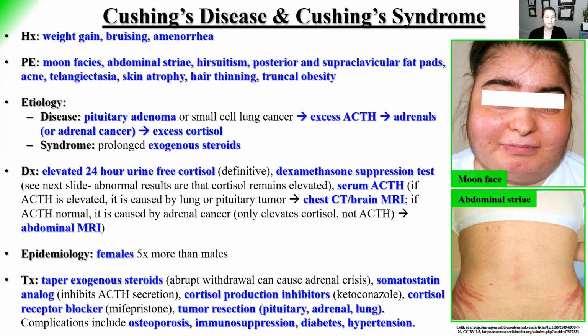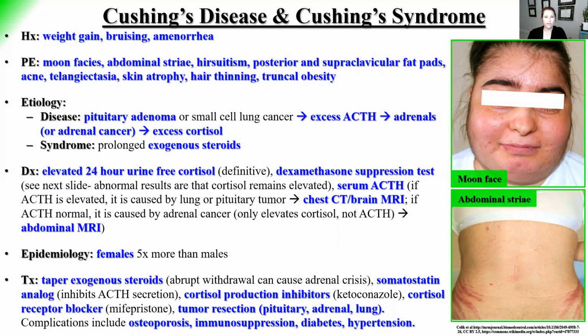So on the right, you see something called a moon face, where they get this wide, round face. And in the bottom picture, that's abdominal striae. They get these stretch mark, reddish-purple discolorations on the abdomen. On the history, weight gain, bruising, and amenorrhea are very common. On the physical exam, moon face, we talked about that. Abdominal striae, hirsutism, they get male pattern hair on the face.